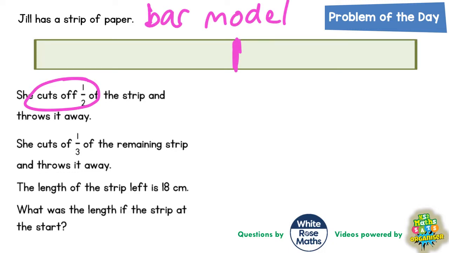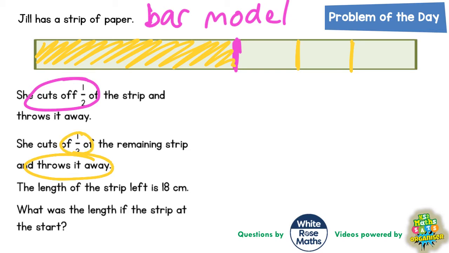She then cuts off a third of the remaining strip. So if we scribble out this half of the bar to show that we're throwing it away, and then split the remaining half into thirds and throw away another third, so this third here is being thrown away, then these two pieces at the end must be the bit that's left.